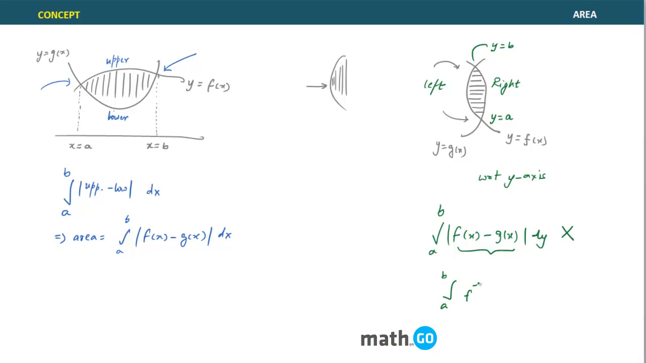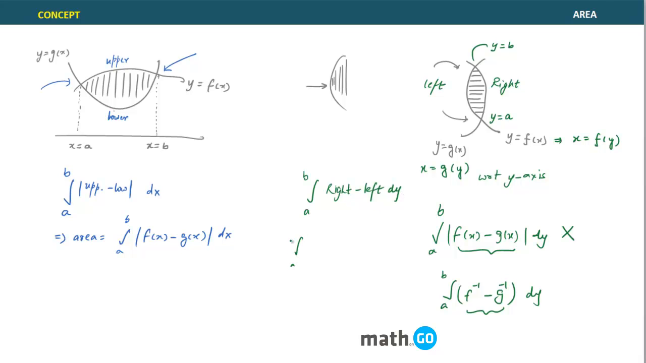Now you will have to use the f inverse function, right? f inverse minus g inverse dy, because they will be in terms of y. Or in fact, you can say that I would rather write this function as x is equal to f(y), and this function as x is equal to g(y). Then the correct answer would be, from a to b, right minus left dy. So from a to b, right minus left, where g(y) is the right function, would be g(y) minus f(y) dy. This is the answer we are looking for.